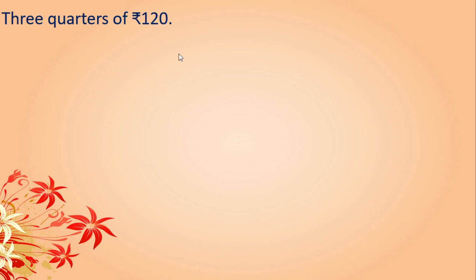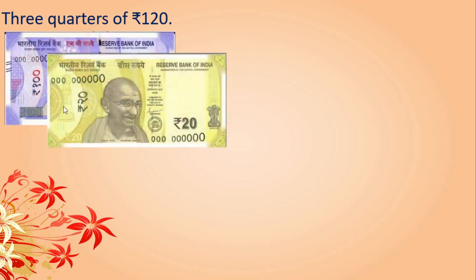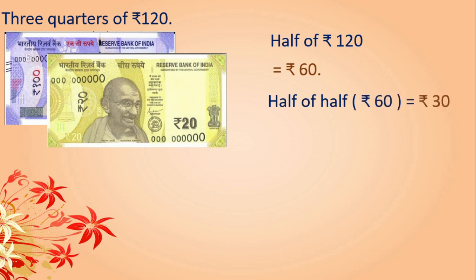3/4 of rupees 120. Here you can see 120. Okay, 100 note and a 20 note. 120. 3/4 of 120 is equal to how much? Yes, again here half of 120 is nothing but how much? 6 to the 12, isn't it? So here half of 12 is 6, means half of 120 is nothing but 60 rupees. Right? Half of half. You know that half is rupees 60. Correct? Half of half is nothing but 30. Half of 60 is rupees 30.